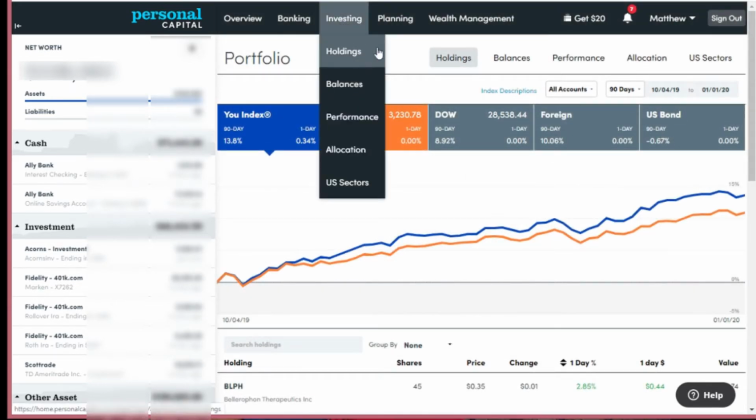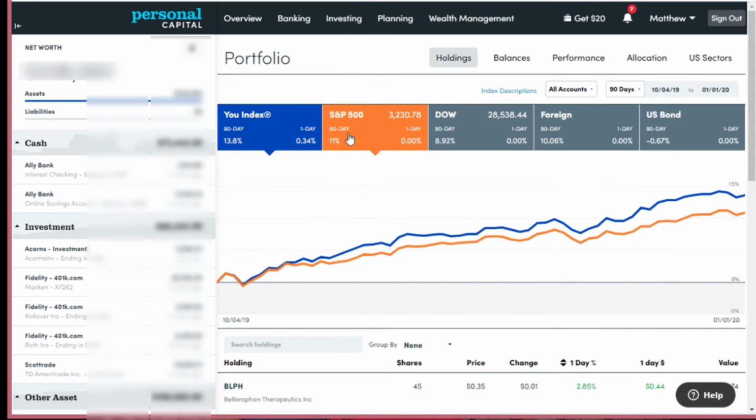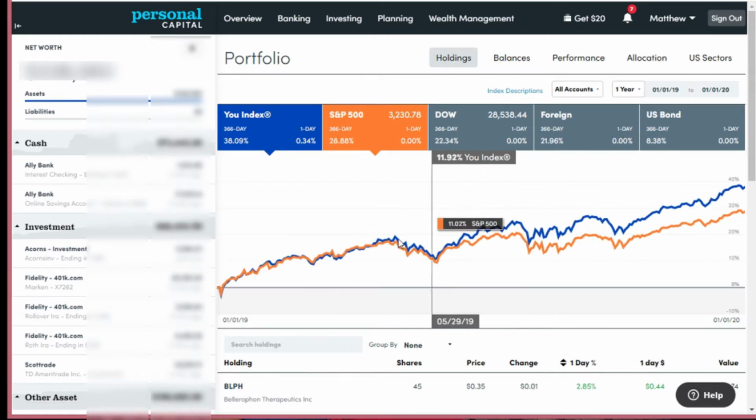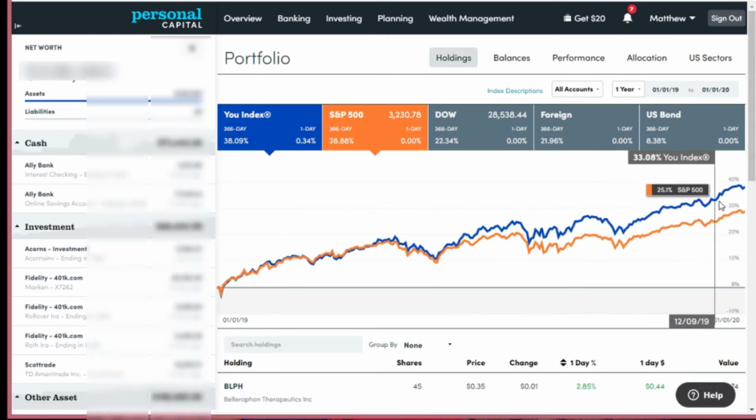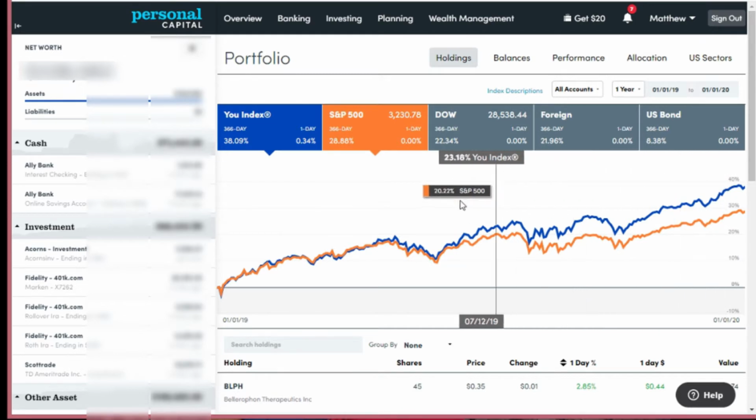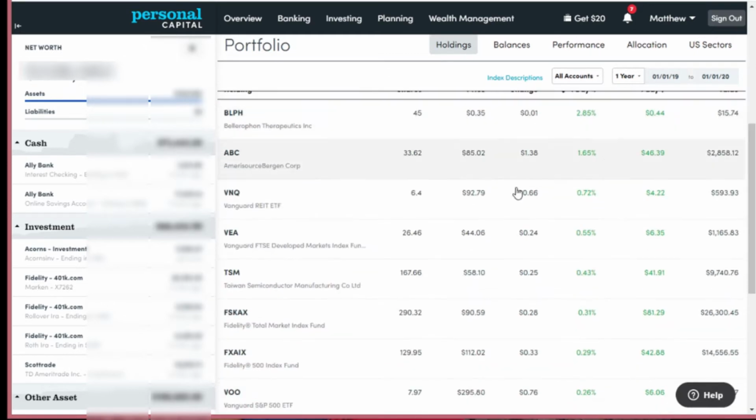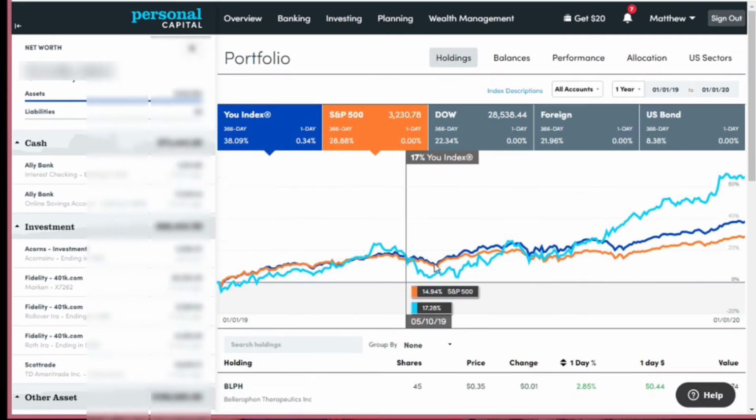So here underneath the investments tab, under the holdings, you can see my index in blue and the S&P 500. I'll do the past year, and you actually see by some miracle my index managed to beat the S&P 500, and this is probably the only time I've ever had this happen. And I can tell you why, and it's because I invested in this individual stock down here, TSM.